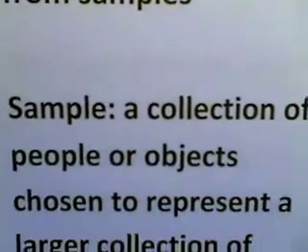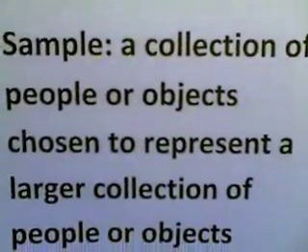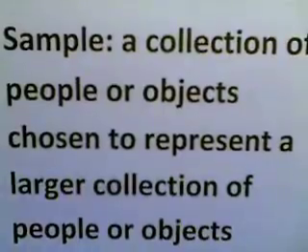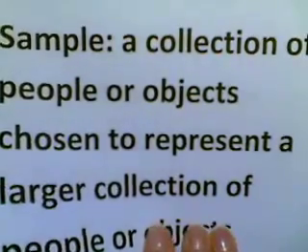A sample is a collection of people or objects chosen to represent a larger collection of people or objects. So in the Literary Digest, their sample was of an upper income bracket of Americans. The population would have been the Americans living in the United States, or all the people in the United States. It's the entire group that is being used.